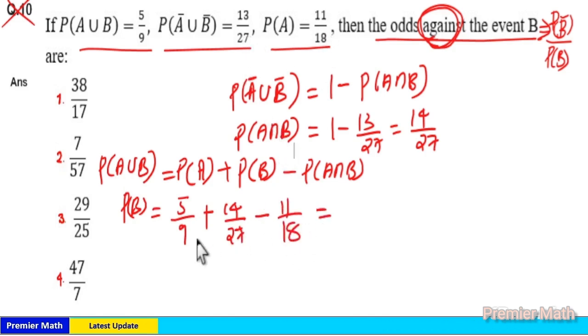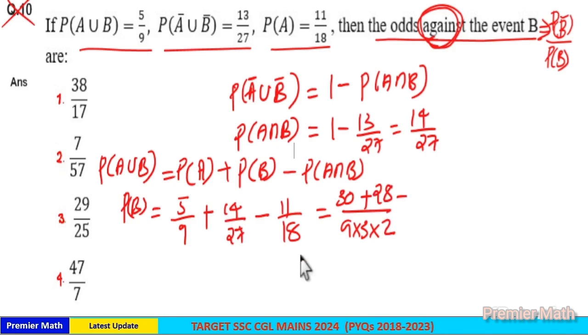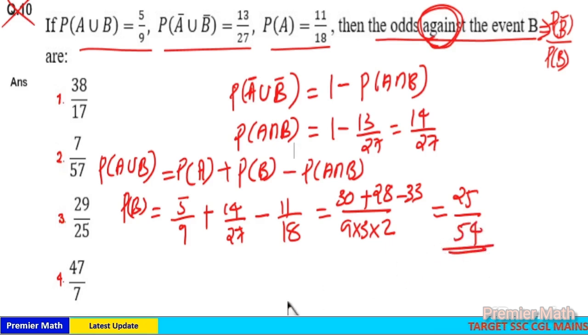Now 9, 27, 18 in the denominator. So 9 into 3 is 27, 9 into 2 is 18. 9 into 3 into 2 is the LCM. Now in the first part, the numerator is 6. 6 into 5 is 30 in the numerator. In the second part, 9 into 3 is 27, remaining is 2. 2 into 14, 28 is the numerator. In the third part, 9 into 2 is 18, remaining is 3. 3 into 11, 33 in the numerator. Now 30 plus 28 minus 33 is 25, divided by 9 into 6, 54. So 25 by 54 is P of B.